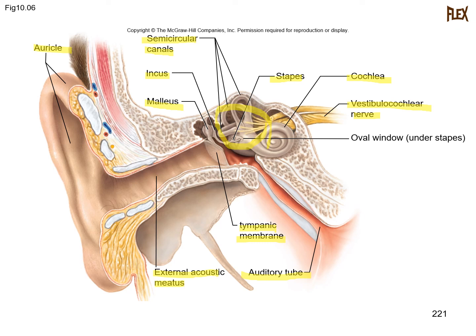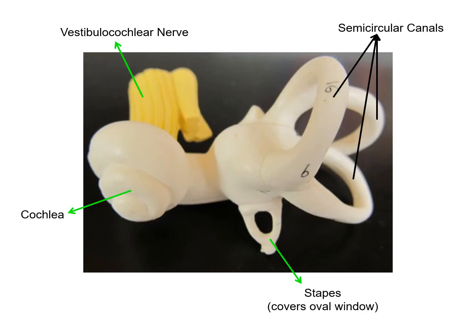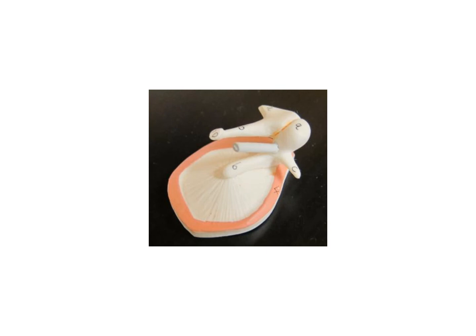All right. Now these are pictures of the parts of the model. Most of the things are on this little section here. You can see the vestibulocochlear nerve, the cochlea, the stapes, and the semicircular canals on there. This is our picture of the tympanic membrane with the malleus here and the incus off of it, but I'm not going to ask you the malleus and incus on this part.